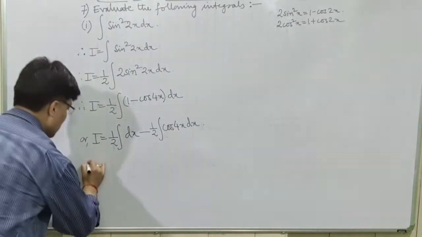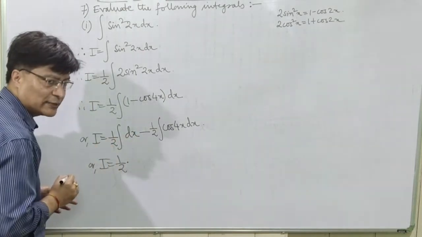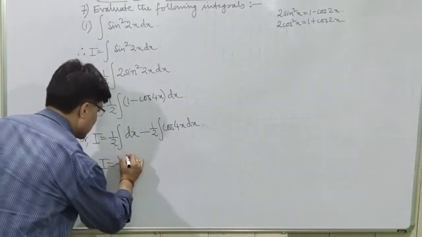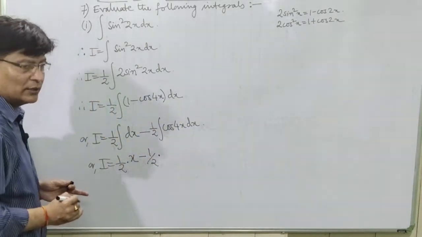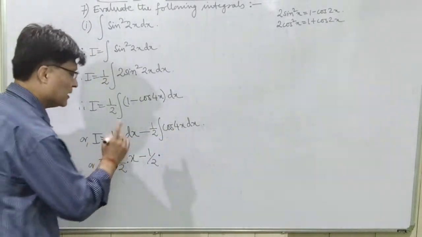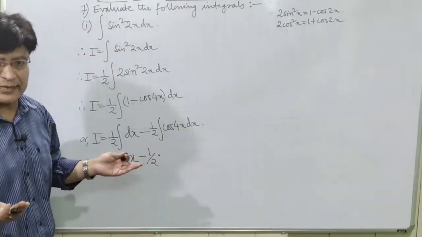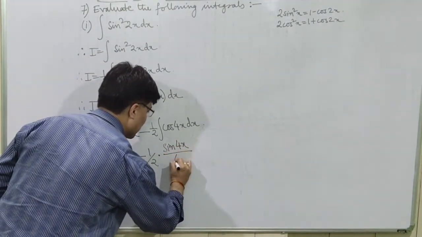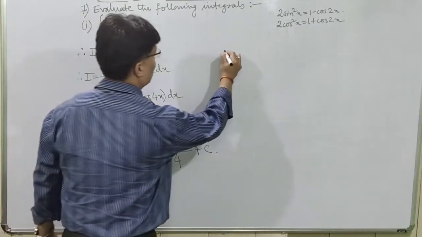Clear? So I is equal to half into, what is integration dx? That is, differentiation of which function is 1 with respect to x, that is your x. So integration dx means x, minus half into, this is just like your integration of cos mx dx. What is integration of cos mx dx? It is sin mx divided by m. So differentiation of which function is cos? It is sine, isn't it? So it is sin 4x divided by 4. Then you have to write plus C.